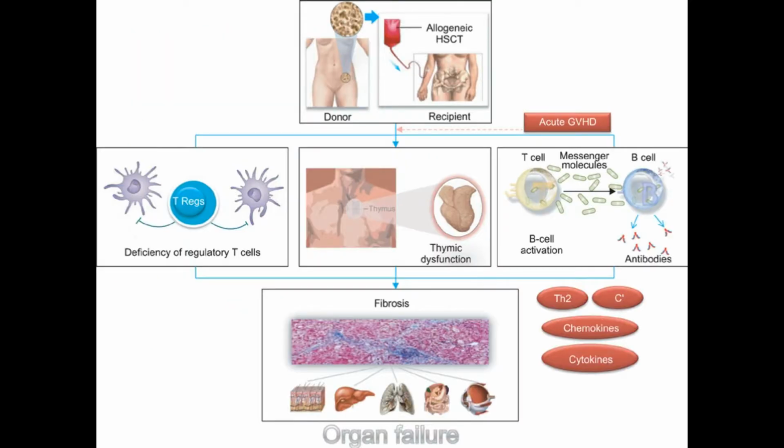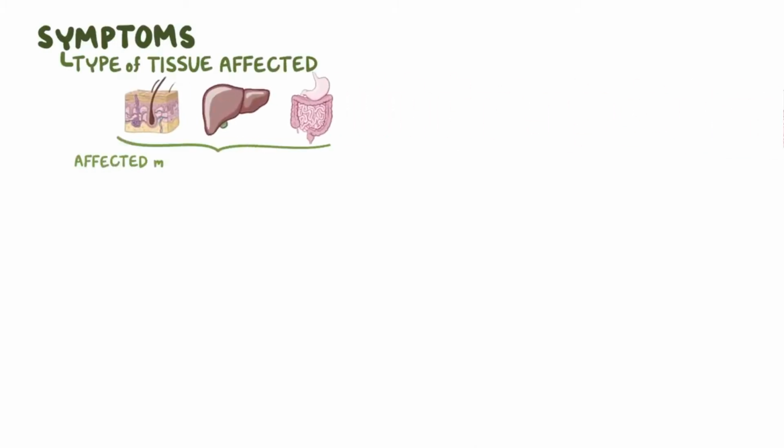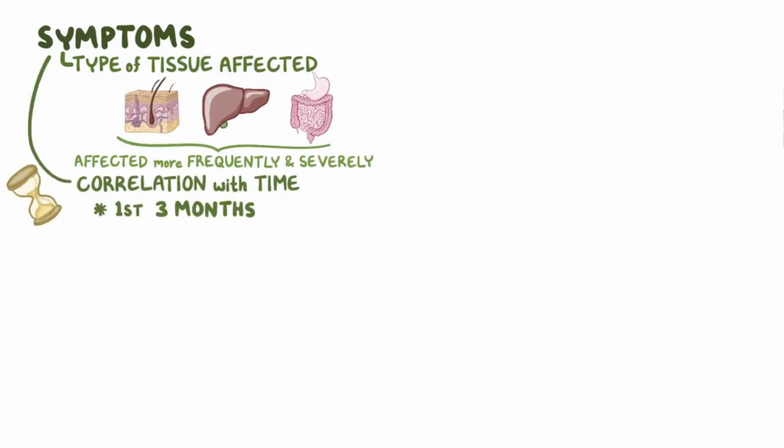The symptoms of graft versus host disease vary widely, depending on the type of tissue affected, and it's not known why some types of tissues, usually the skin, liver, and digestive tract, are affected more frequently and more severely than others, and why there is a correlation with time after the transplant. In the first 3 months following transplantation, there's the acute form of the disease, which typically involves the skin. It causes a painful or itchy rash on the palms of the hands or soles of the feet that can peel or blister and progress to covering the whole body.